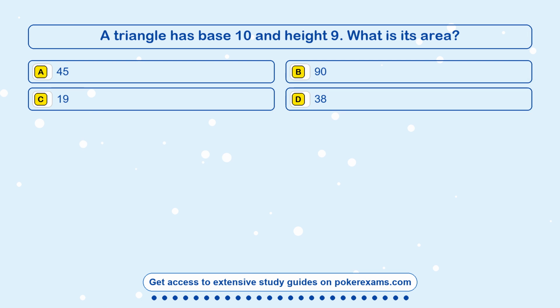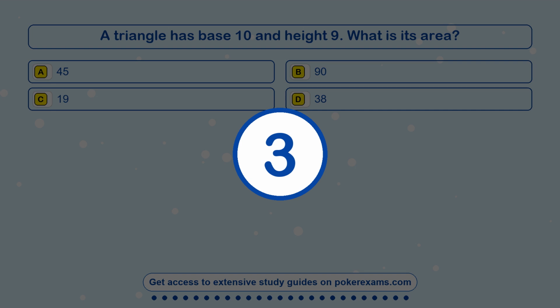Question 17. A triangle has base 10 and height 9. What is its area? Option A, 45. Option B, 90. Option C, 19. Option D, 38.